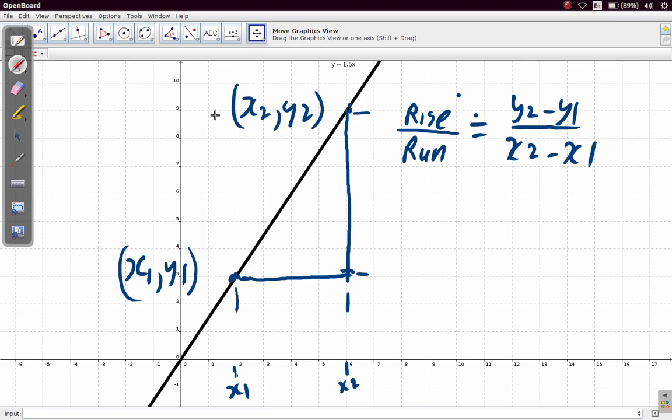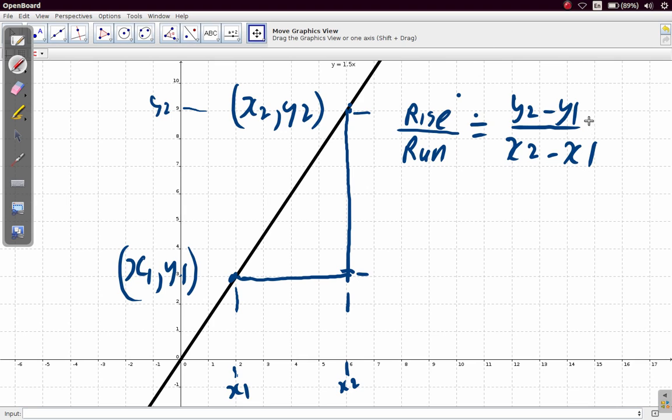As we can see, this is y2, and this is y1. The rise is the height of this triangle, y2 minus y1, over the run, which is the width of this triangle, where we see that x1 is above right here. We just relabel it, and this point is above right here, so we label it x2.